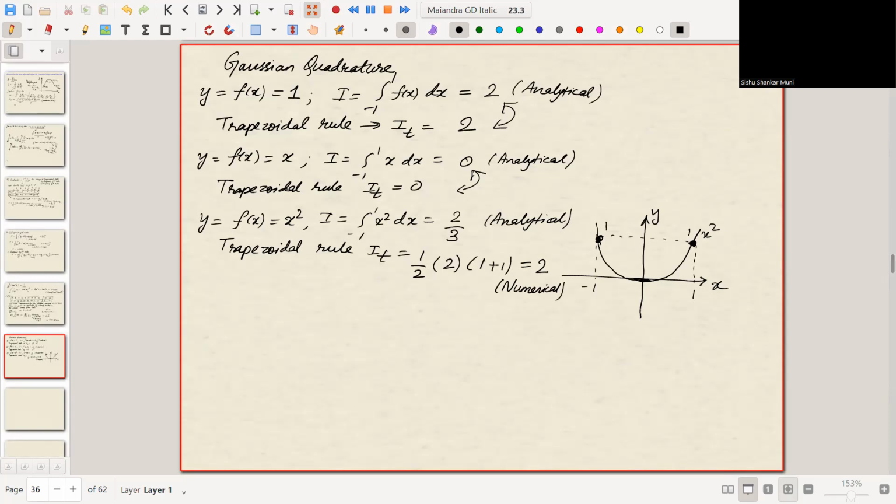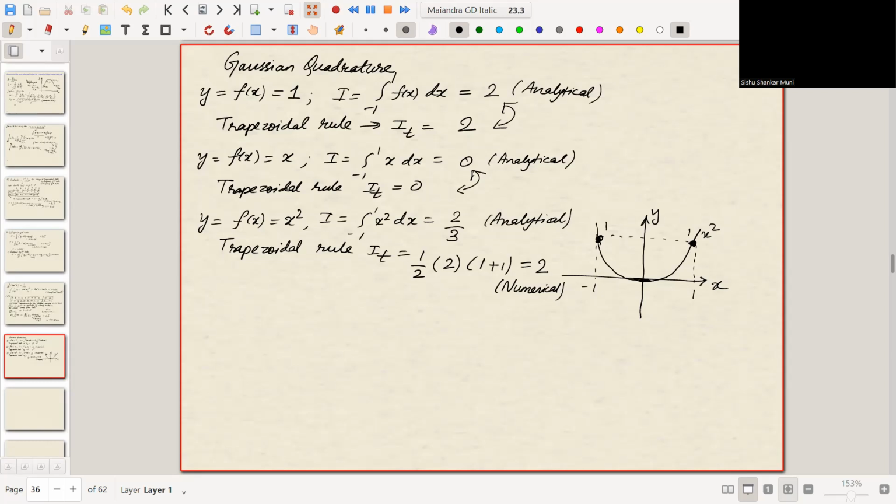Okay. So I already told this: if your function is linear, then the trapezoidal rule and the analytical result will give the same output. But if your function is non-linear, then they start showing different results. So now accuracy is coming into the picture.